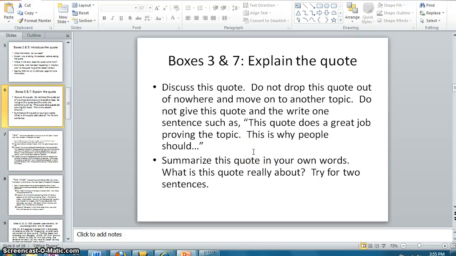You can't do that. You actually have to take the time and you have to show me why the quote proves your topic. Summarize this quote in your own words. What is this quote really about? Try for 2 sentences. So after you give the quote, you have to explain what the quote means. Tell me, what is this quote about? Summarize it, paraphrase it.